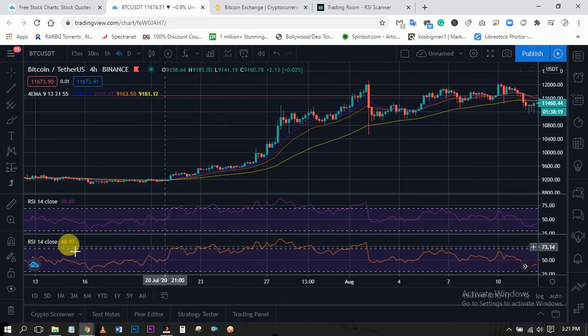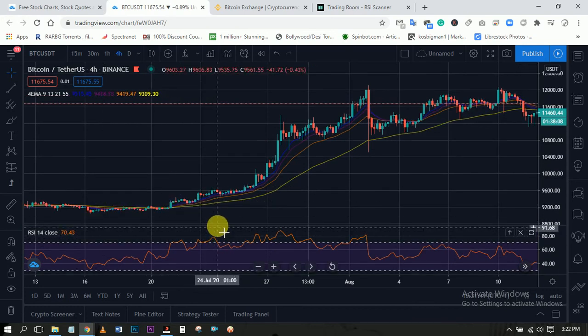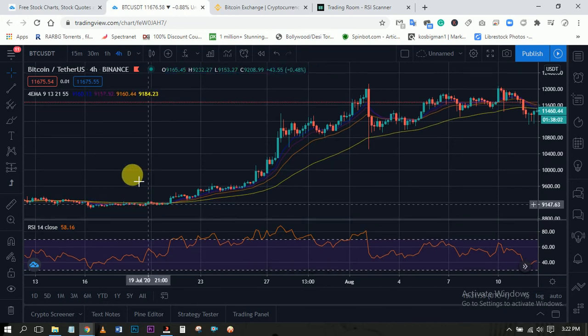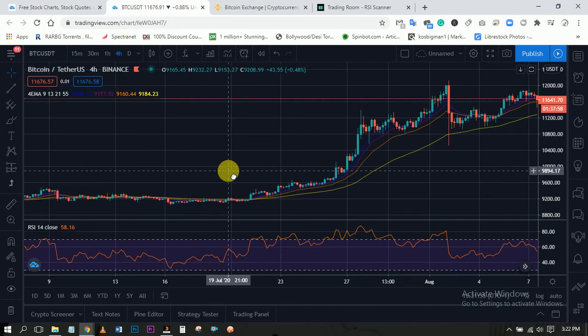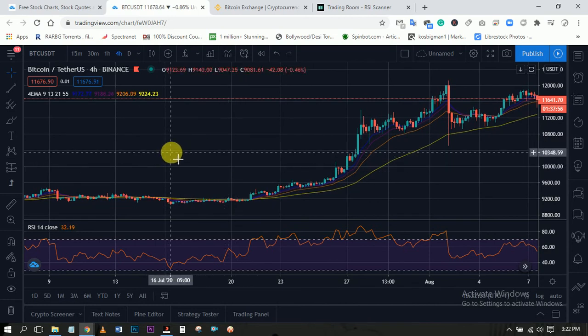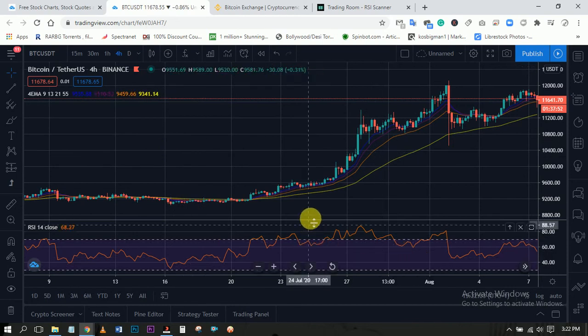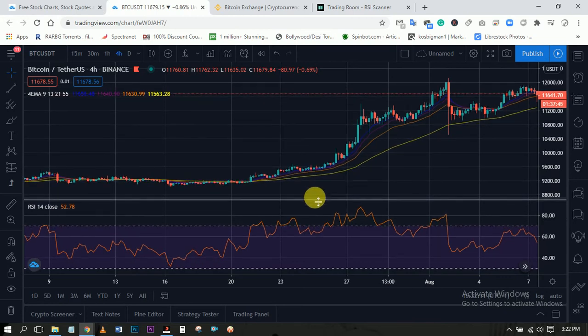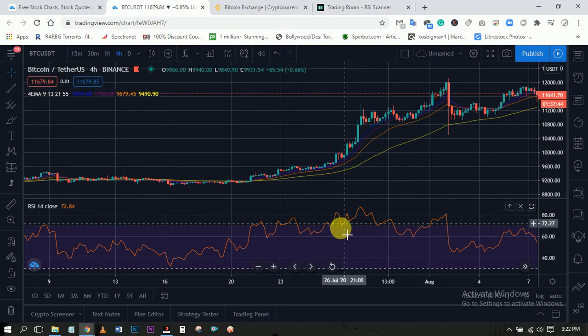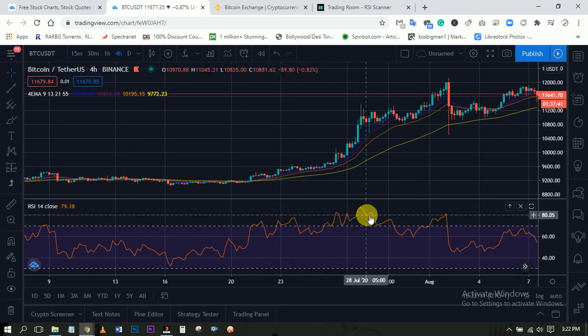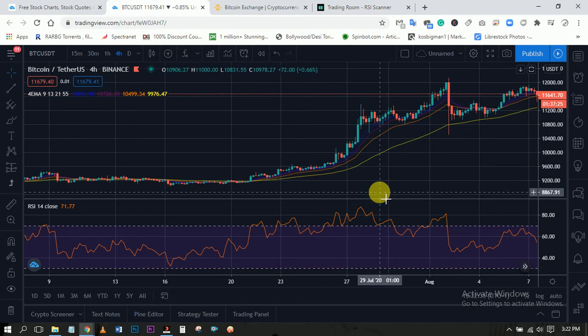Now, the RSI in itself gives you much visibility, in the sense that you'll be able to see where the market touches the oversold region. Let me explain the oversold region to you. When the market goes above 80 on the RSI, it is overbought. But when the market drops below 20, it is oversold. The conventional levels are 70 and 30: for overbought it is 70, for oversold it is 30.